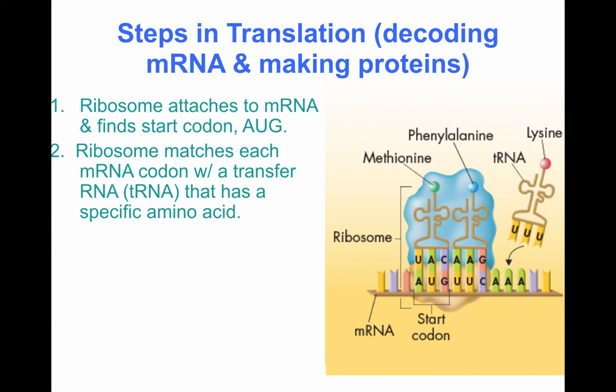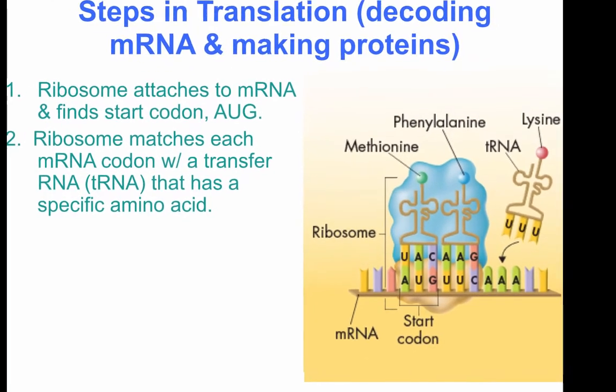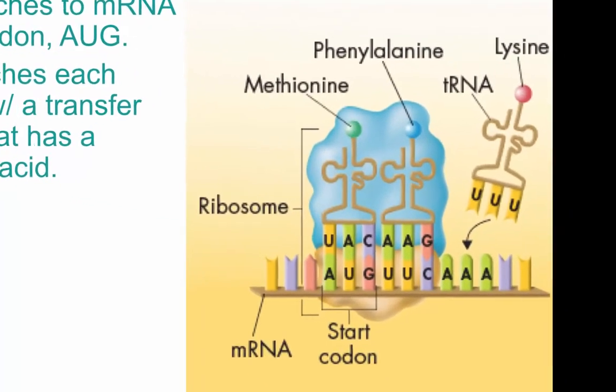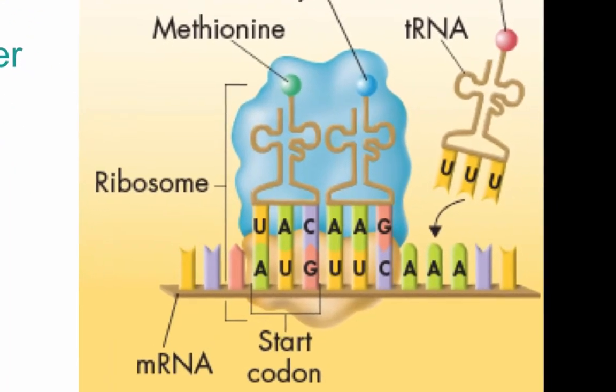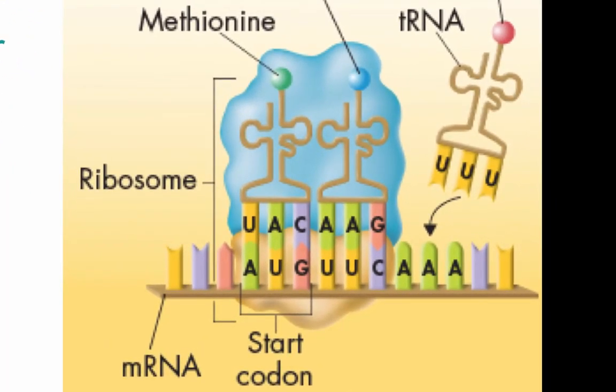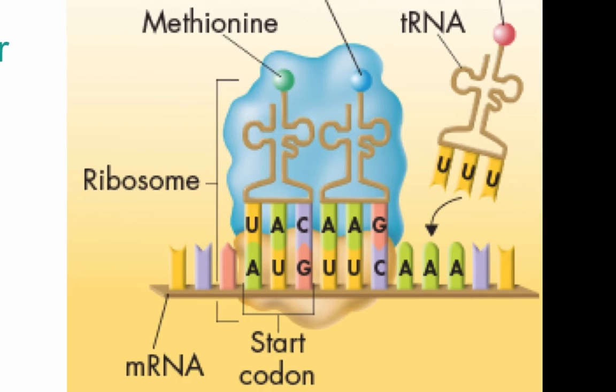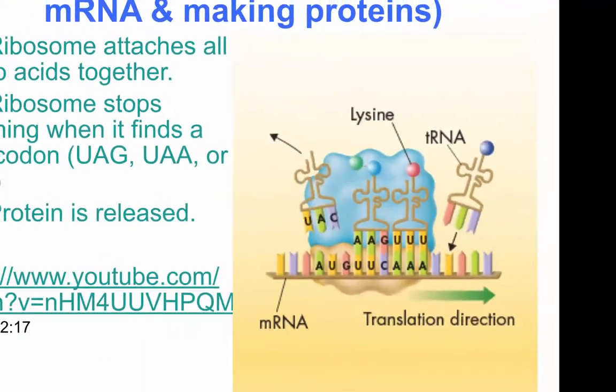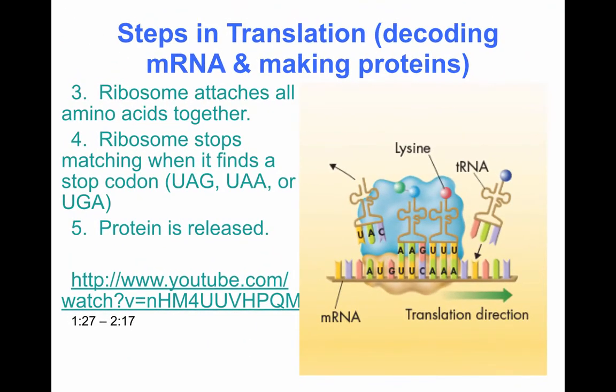In this picture, we see the mRNA, the blue structure which represents the ribosome, and the tRNA. The different colored circles represent different amino acids. When we put all of these amino acids together, we will form the macromolecule protein. The ribosome will continue to read the mRNA and put the amino acids together until it reaches a stop codon.